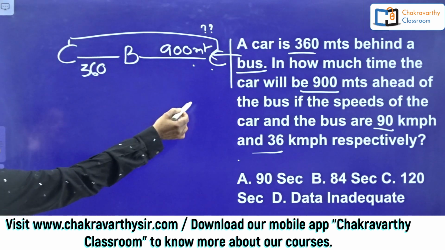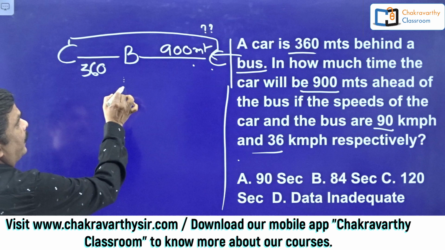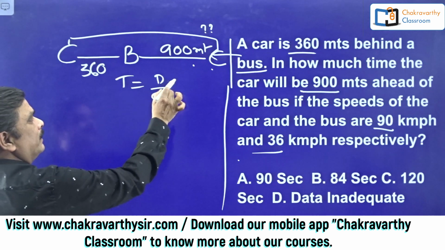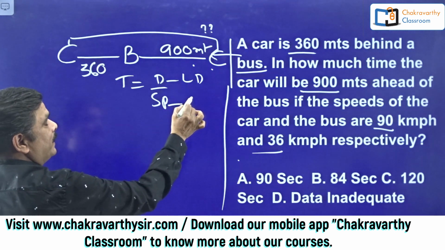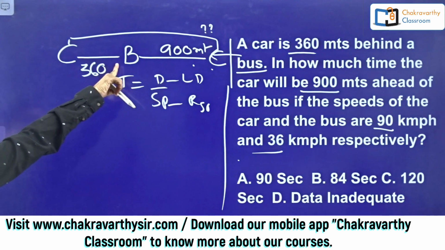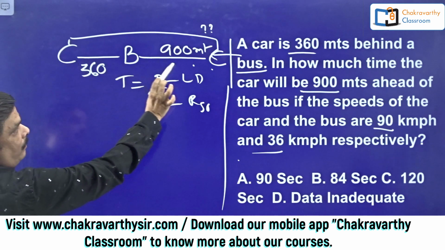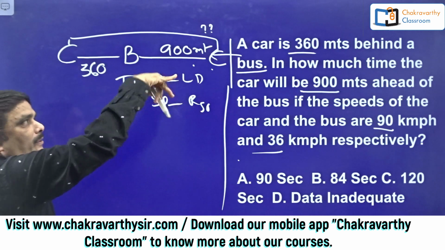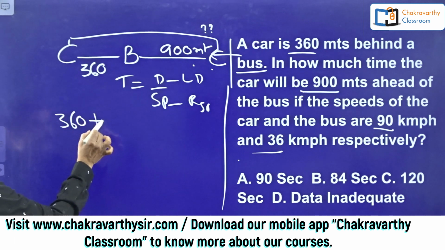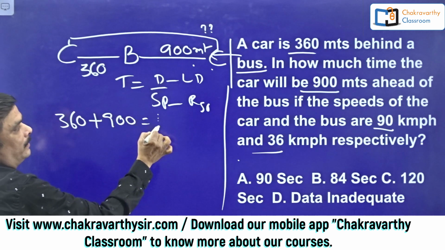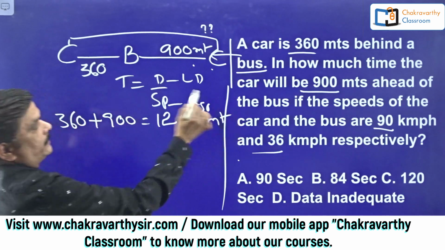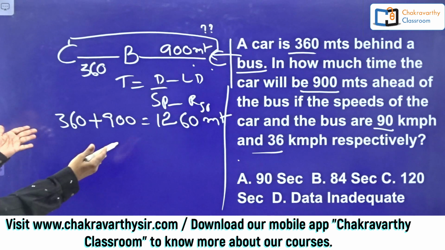How to go for this? Same thing, I need to find out the time here. Time is equal to distance by speed. The distance is lead distance, speed is relative speed. Now here the lead distance is how much distance the car has to cover to be 900 meters ahead of the bus. That is 360 plus 900, that is 1260 meters. Okay, and what is the relative speed here?